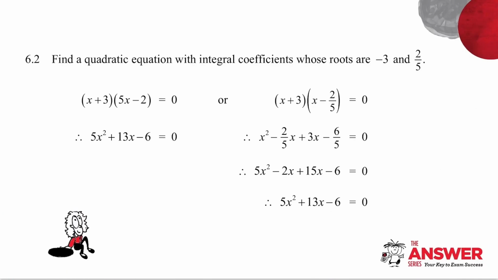You need to find in this example a quadratic equation with integral coefficients, and you've been given both the roots. Minus 3 comes from what bracket? It must come from a bracket x plus 3, because if x plus 3 equals 0, then x is equal to minus 3. But what about the 2/5?